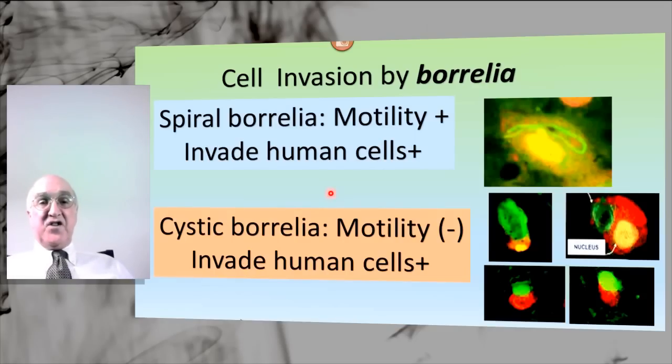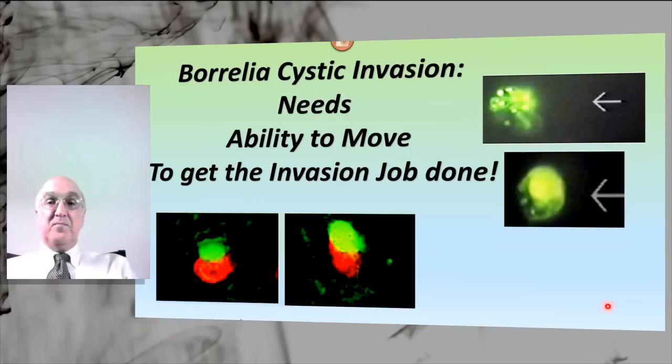So cell invasion, spiral Borrelia, yes, they move. Spiral Borrelia wind up inside nerve cells. They wiggle their way in. Cystic Borrelia, motility, maybe not. But maybe. This one's pushing itself into a nerve, this one's pushing itself into a nerve, this one's pushing, and that one's pushing. So they're able to invade human cells. So perhaps there is a motility possibility for the cystic forms that are invading these nerve cells.